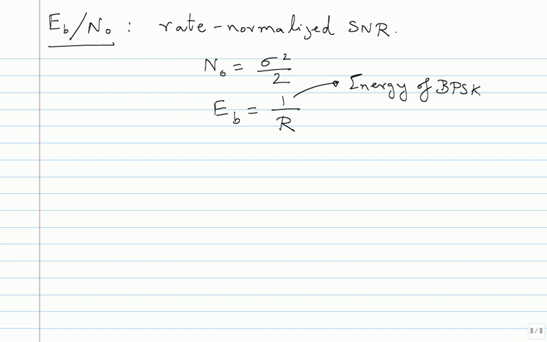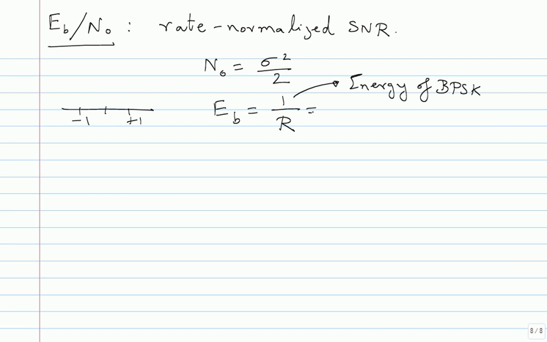Okay, so how did I get that 1? I'm assuming my constellation is plus 1 and minus 1. So what's the energy I would be doing? Plus 1 squared with probability half, and minus 1 squared, which is again plus 1, with probability half. So I got my energy to be 1.